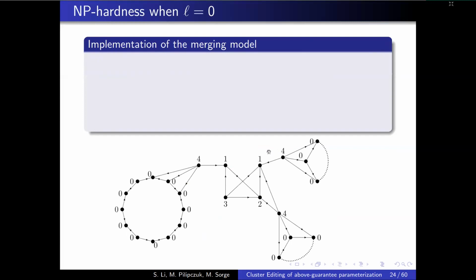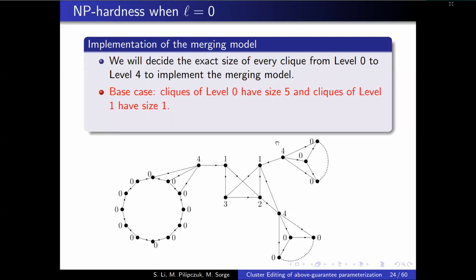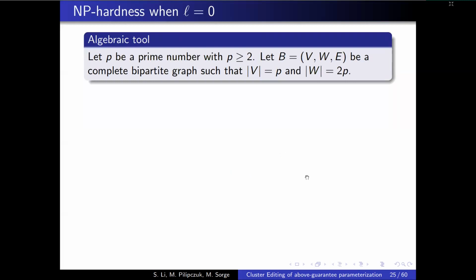Next, we go to the implementation of the merging model. We will decide the exact size of every clique from level 0 to level 4 to implement the merging model. The base case is that cliques of level 0 have size 5 and cliques of level 1 have size 1. We need some algebraic tool in the next step. Our algebraic tool needs to solve three questions.